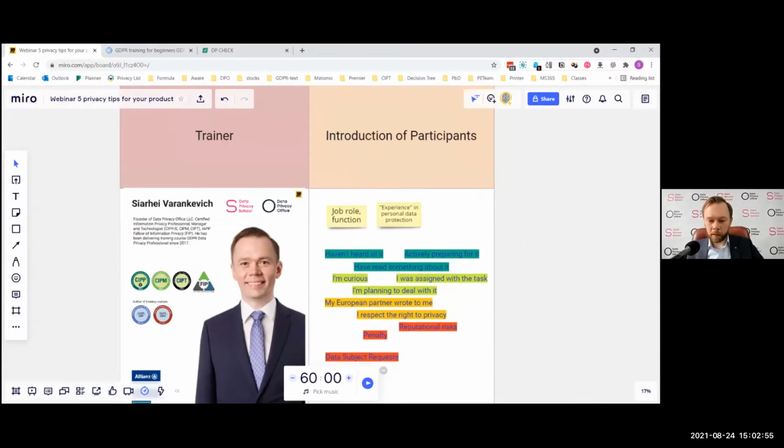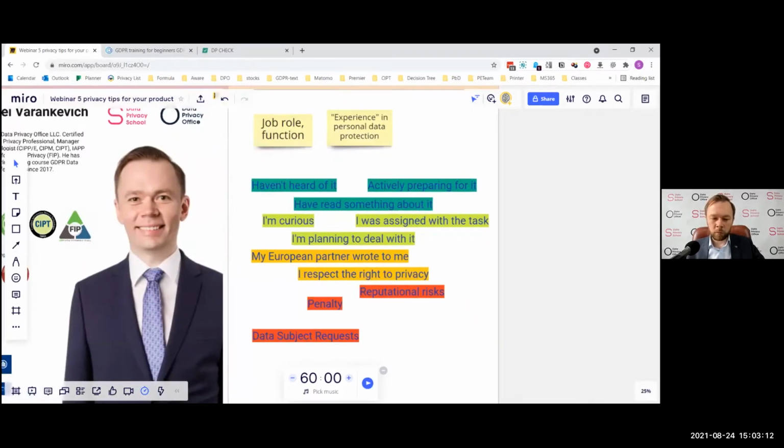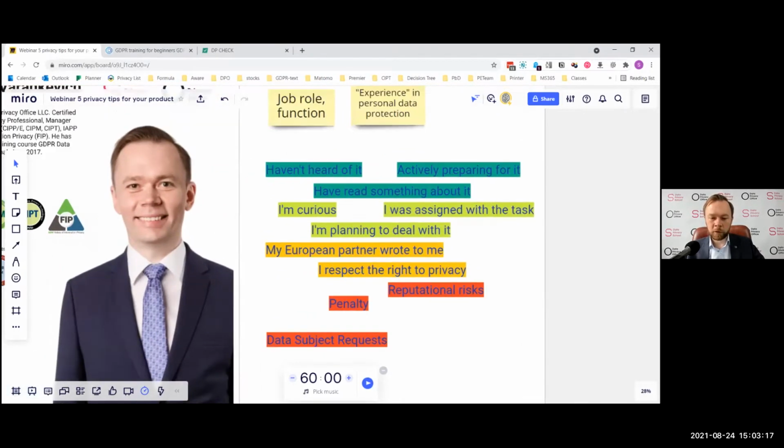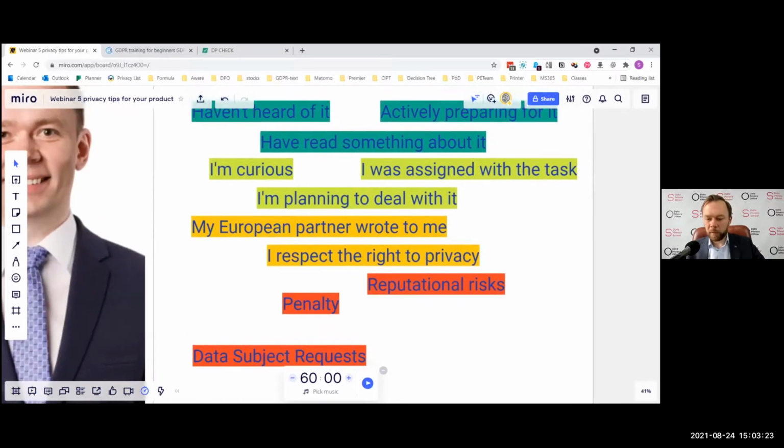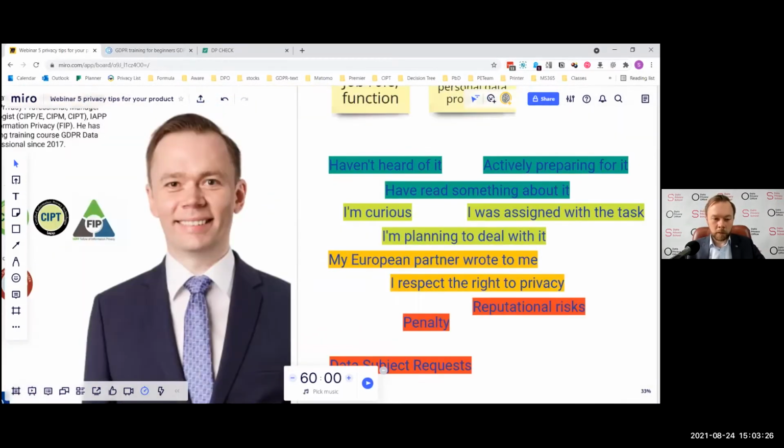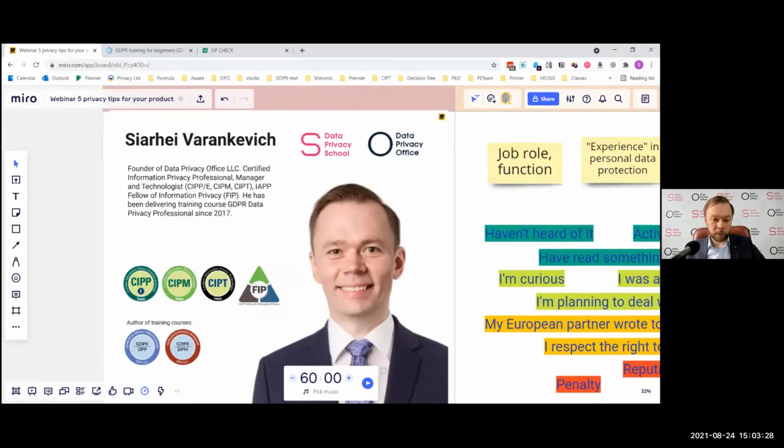And I would kindly ask you to write a couple words about yourself in the chat box. While I'll be telling a couple words about myself, try to write about your job role and function in the company and experience in data protection. Maybe you could write down how deeply you are involved in data privacy and what is your motivation and the motivation of your company. There are some template answers over here, and let's move to my self-presentation.